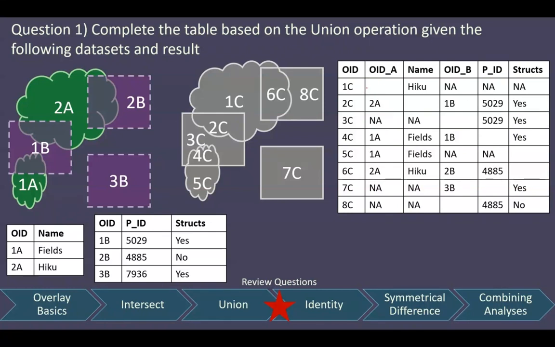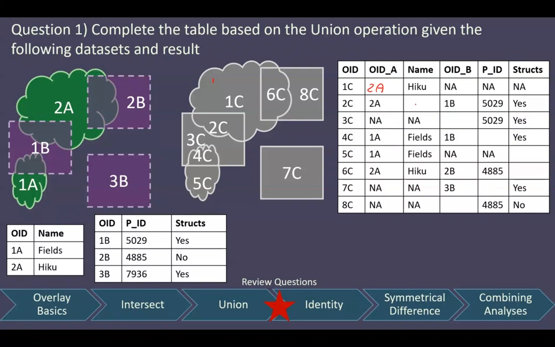So we have 1C, and we're looking for the OID from the A attribute table. Looking at 1C, 1C corresponds to the area of 2A without overlap. So because of that, we go down to the A attribute table, we look at the 2A row, and we grab the 2A OID.